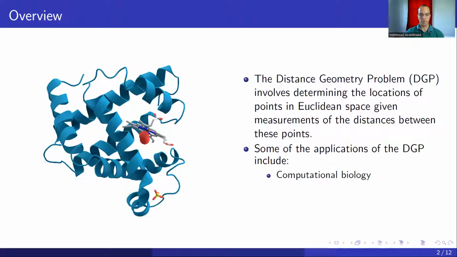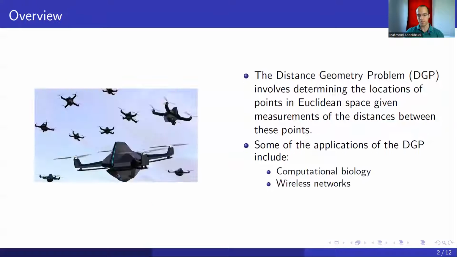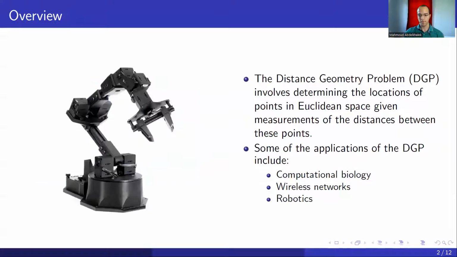Some of the applications of the DGP include computational biology, where we may want to estimate the locations of atoms in a molecule, such as the protein on the left, using the pairwise distance measurements. Another application is in wireless networks, where if we have an array of sensors, we can estimate the relative locations using pairwise distances between them. And finally, in robotics, if we can model a robotic movement using a pair of rigid bars flexing along a joint, we may want to determine whether these bars can flex to a specific point in 3D space, and solving the DGP can help us do so.